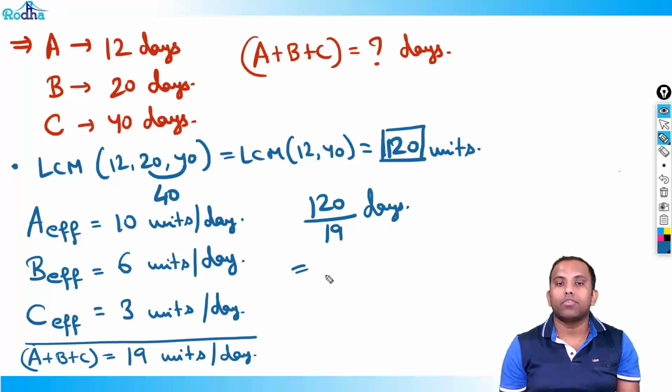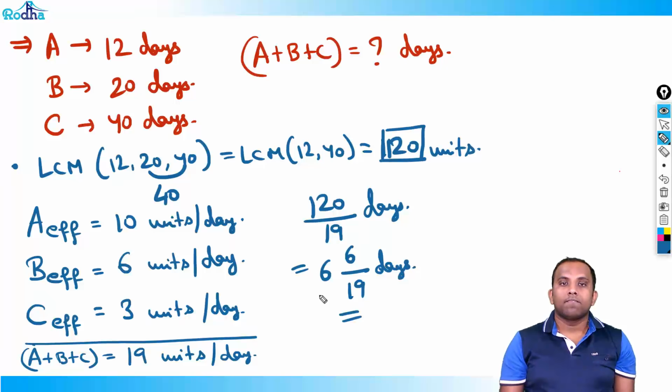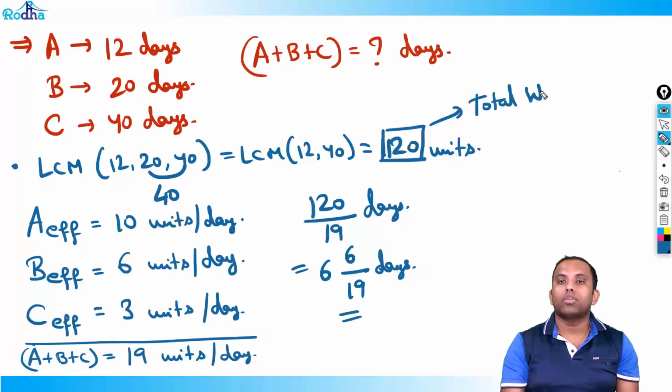So 19 sixes are 114. 6 is left. 6 by 19. This is the answer. 6 by 19 days they will take to complete the work. Okay, I hope it is clear. Simply take the LCM. LCM is assumed to be the total work of the question. Why? Just to eliminate fractions. I'm taking a multiple to eliminate fractions, right?